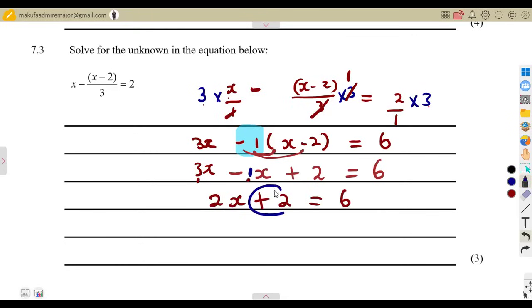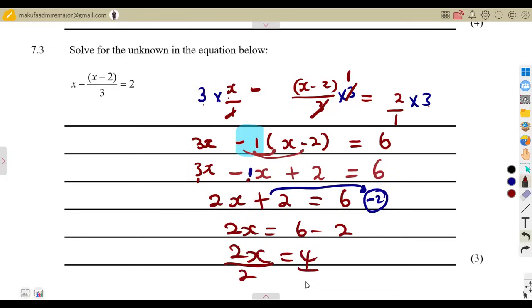Transpose this, or take this to the other side of the equation. The moment it jumps the equal sign, it carries a negative. It was a positive, so it is going to change its sign. So 2x is equal to 6 minus 2, which is 4. 2x is equal to 4.